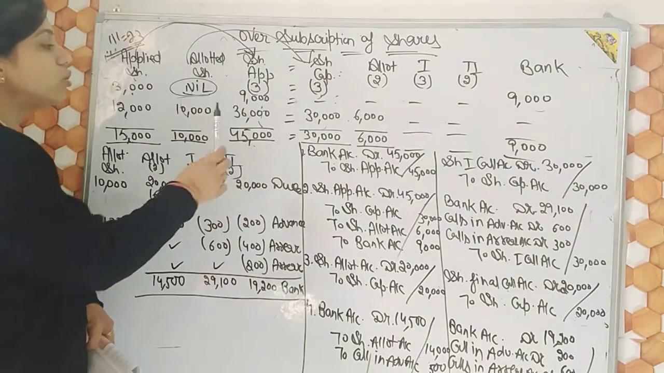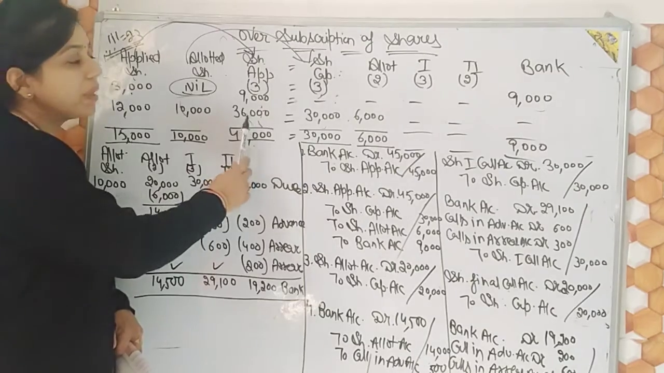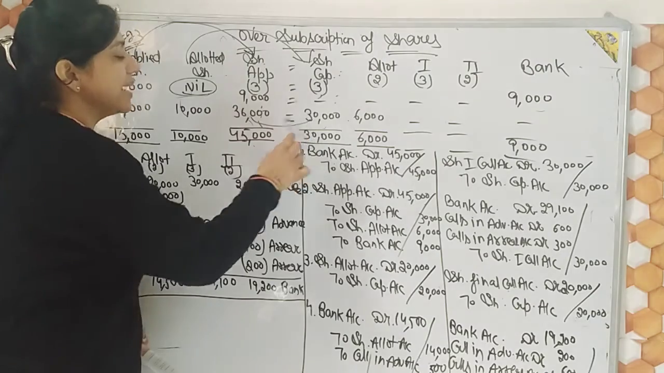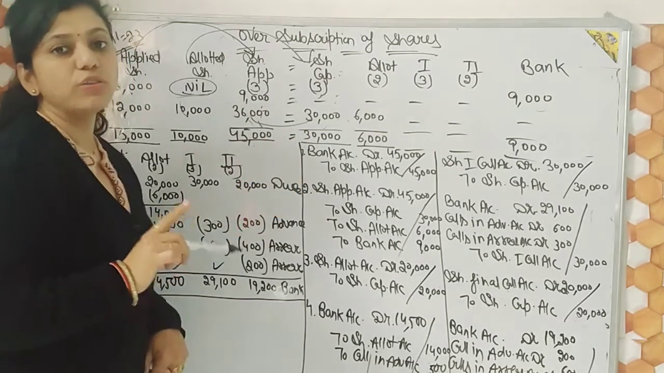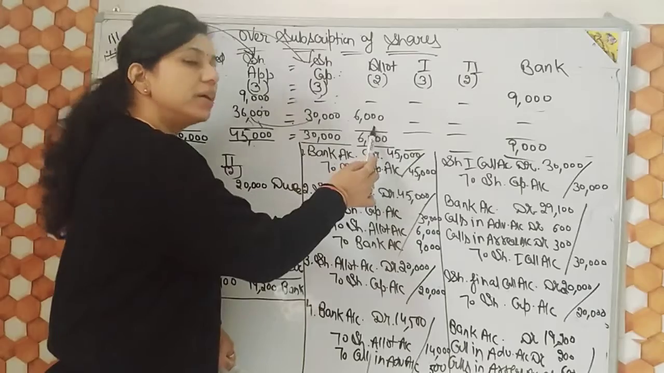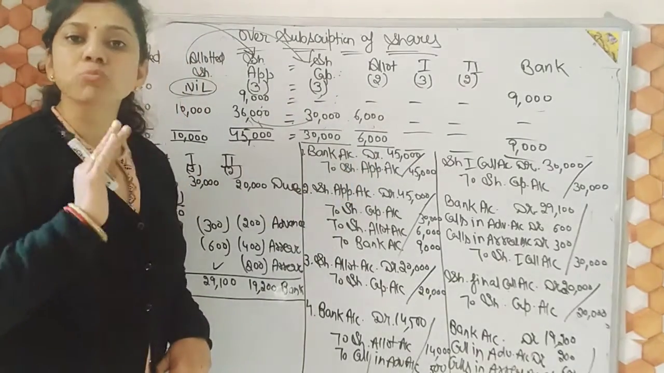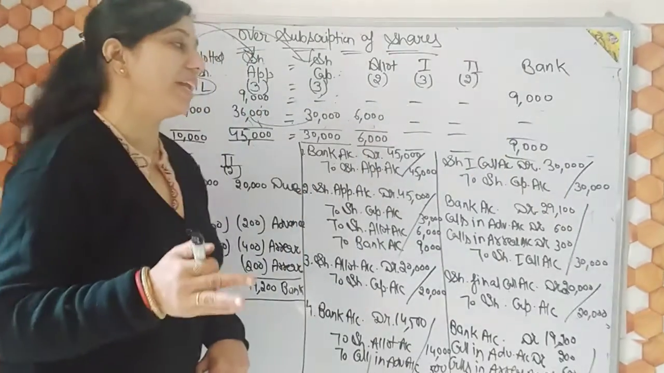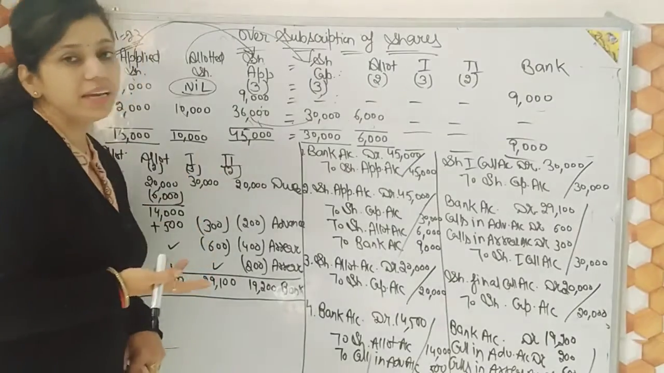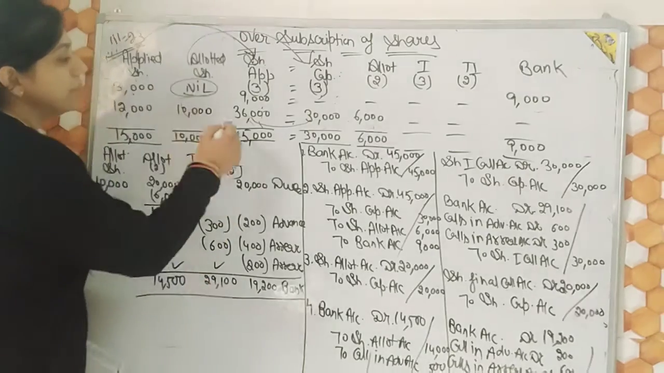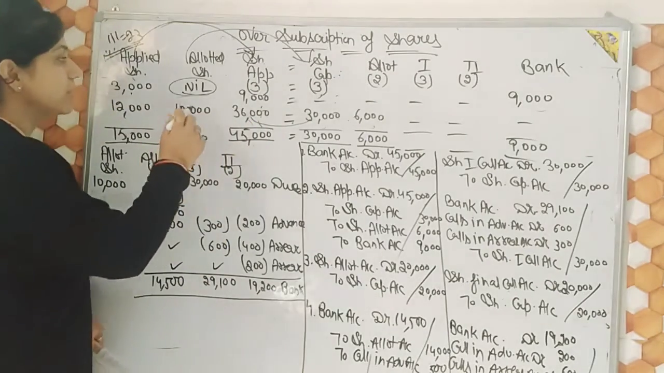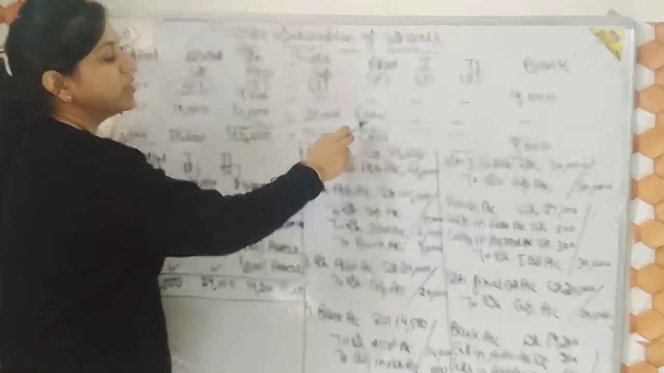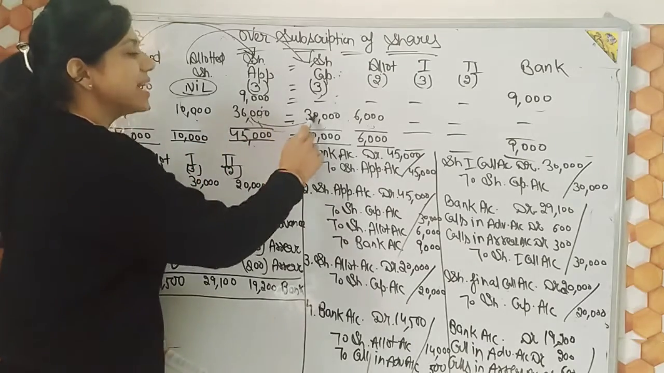What does it mean? You received on application 36,000, but the company's capital should be only 30,000. That means there is an excess of 6,000. This excess of 6,000 will be transferred to share allotment. If the excess is more, then it will be transferred to first call, second call, and the remaining amount should be returned. What is the limit to the amount of transfer? Keep it in mind that you can transfer at maximum allotted shares into allotment. That means 10,000 into 2. You can transfer a maximum of 20,000 here. But you just have 6,000.